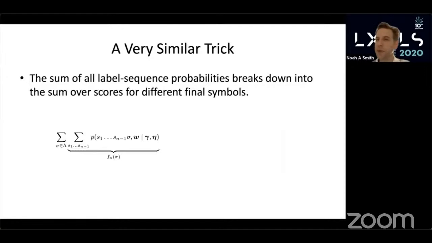So let's decompose the sum over all possible state sequences S1 to Sn into two parts. One is the sum over sigma at the very end for Sn, and the other is all the prefixes, S1 up through Sn minus 1. So here I've got the sum over the very last symbol's state, and here the sum over all the other symbol states, and on the inside I have the joint probability. I'm going to call this inner summation the forward probability, which is the sum of all possible state sequences that end in sigma at position n.